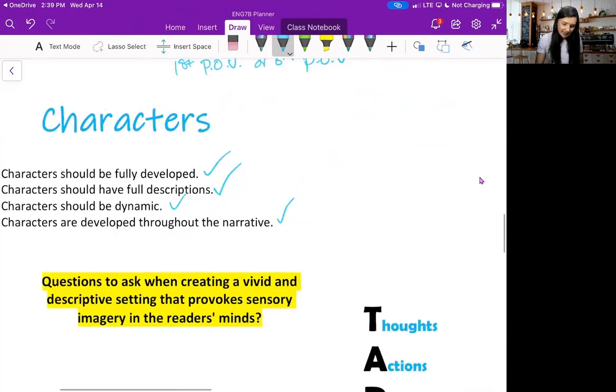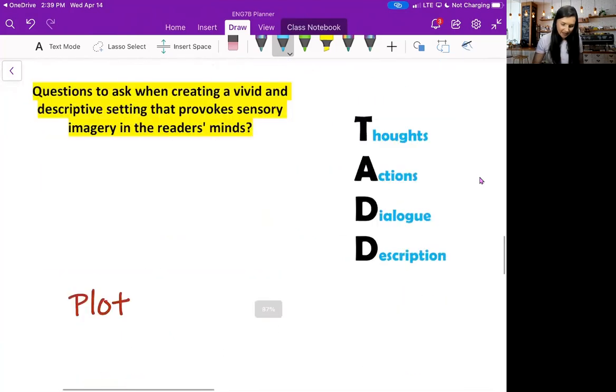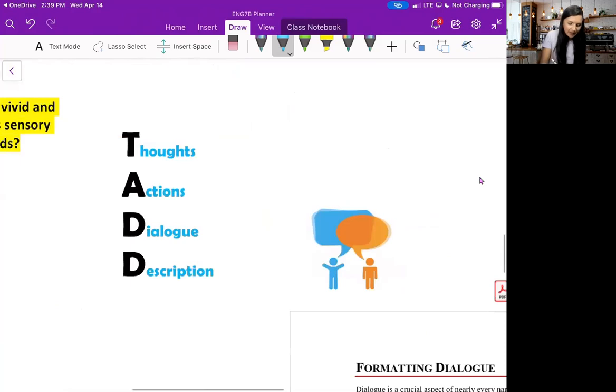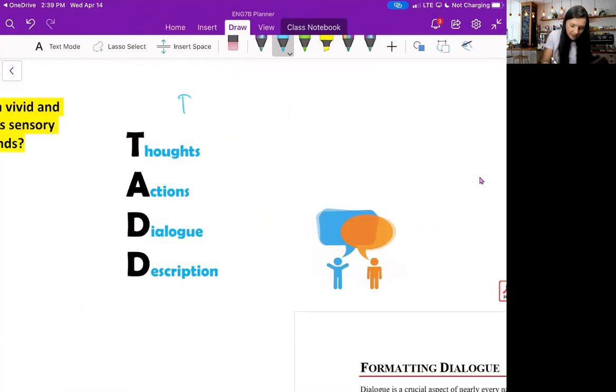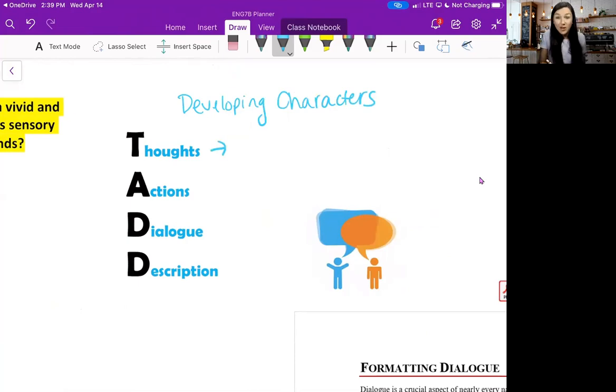Now, things to keep in mind. I really like this acronym. I want to go over this acronym. When developing your characters, keep this in mind, okay? CHAD. Think about their thoughts. What are their thoughts in the story? Are you going to convey those thoughts? Are you going to explain them? What actions do they do? And how do those actions develop who they are?